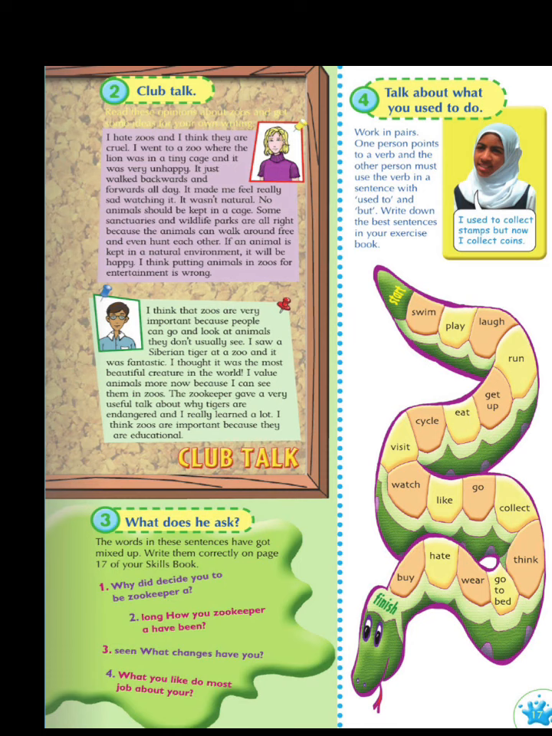After reading all these texts, what do you think about zoos? Write a paragraph about what you think about zoos. Exercise number 3. What does he ask? The words in these sentences have got mixed up. Write them correctly on page 17 of your skills book.